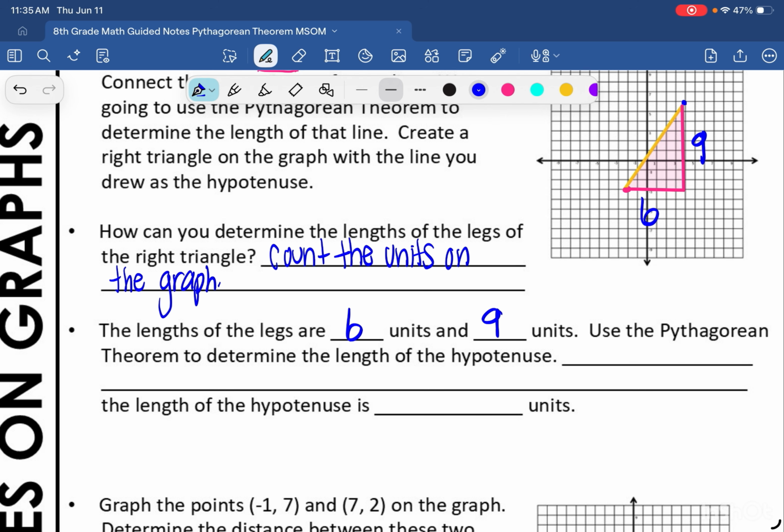Okay, so let's start with a squared plus b squared equals c squared. I know the lengths of my legs are 6 squared plus 9 squared, and that is c squared. So 6 squared is 36, 9 squared is 81. Add those together, and I get 117 equals c squared. So the length of the hypotenuse, I'm going to take the square root, is going to be the square root of 117, which is about 10.8 units.